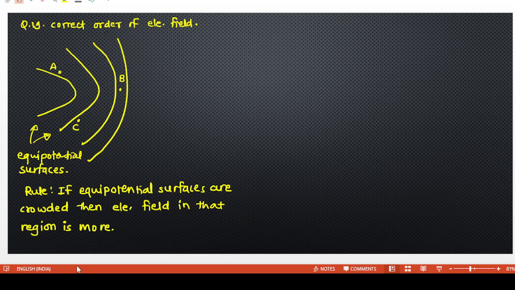So where is the highest density of equipotential surfaces? Where are they most crowded? At B. So at B the electric field will be highest. And where are they least crowded? In region A the separation between the two surfaces is very high compared to C. So A will be least. So in between you will have C.